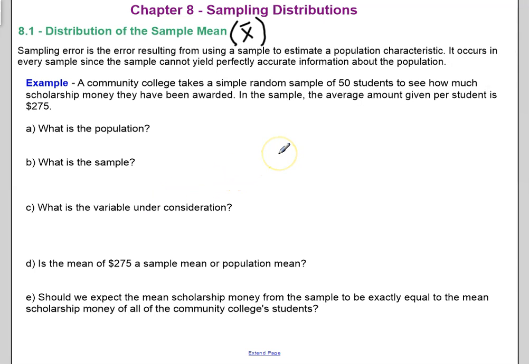We looked at in Chapter 1 something called sampling error, and sampling error is the error that comes because we use a sample to estimate a population characteristic. This is something that's going to happen in every sample because unfortunately we're never going to have the perfect sample. So every sample is going to give us a little bit different result.